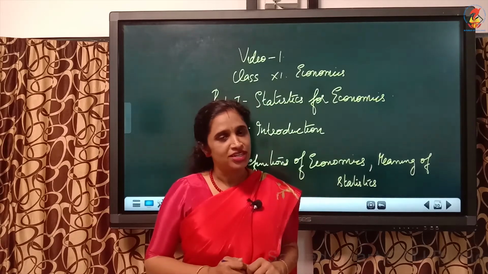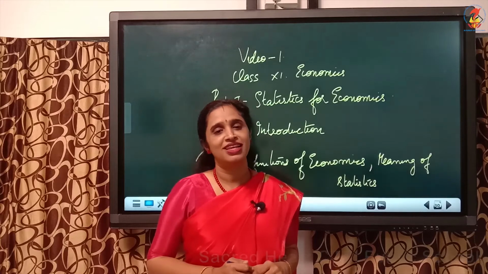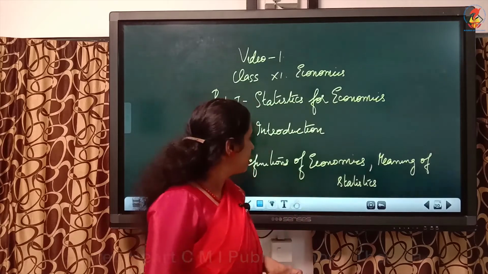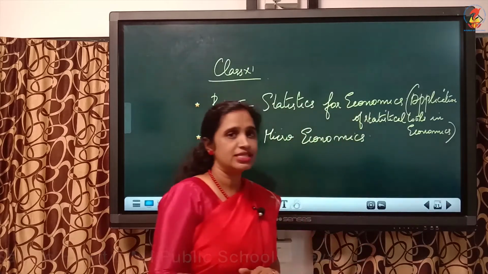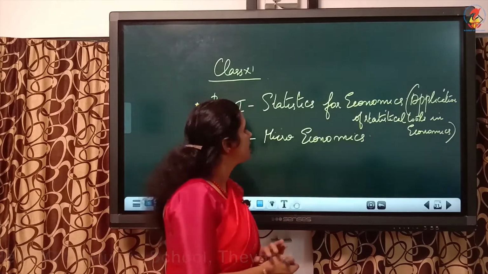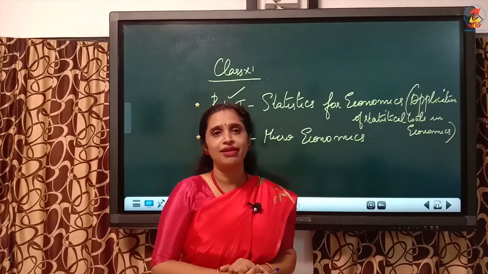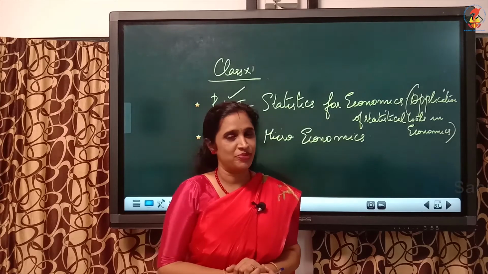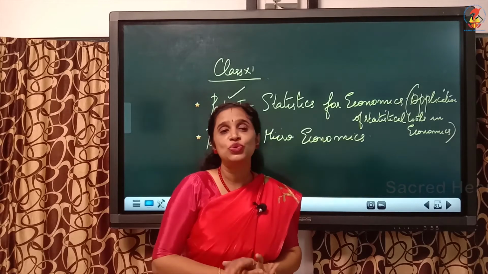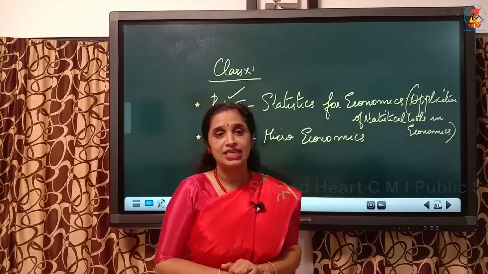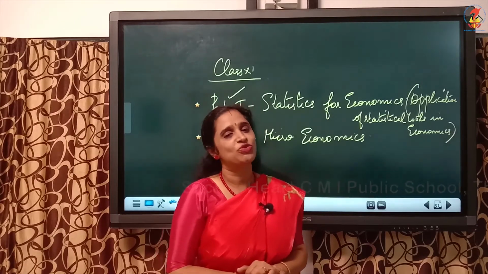Today we are going to learn part 1 of the class 11 economics paper, that is Statistics for Economics. Now in class 11 you have to learn two papers. One is part 1, Statistics for Economics. There you will learn the application of statistical data in economics. You have learned about statistical tools in class 10, like mean, median, mode, etc. So all these statistical tools and their application in economics will be learned in part 1. That is, the name of the textbook is Statistics for Economics.